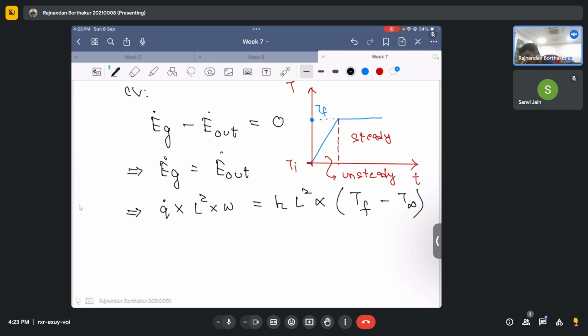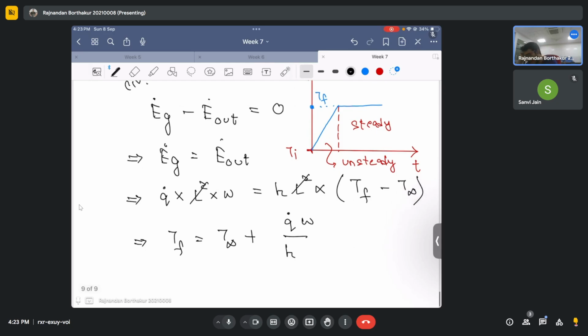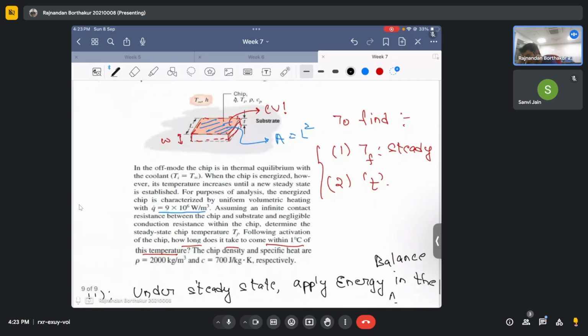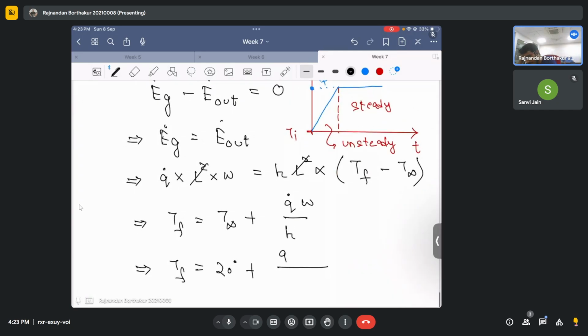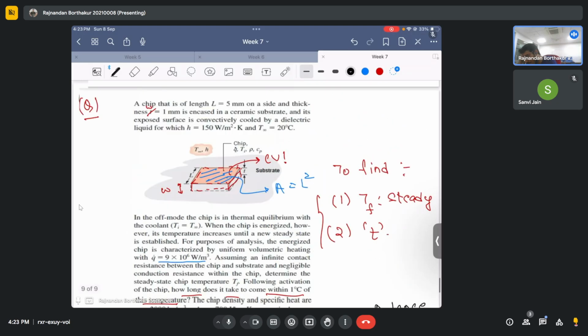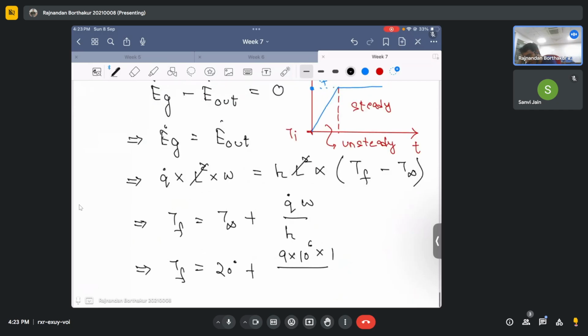So this L square and L square would cancel, which means your TF is nothing but T infinity plus Q dot times W by h. It's Q dot times W by h. If you substitute the values, T infinity is 20 degrees Celsius. Q dot, the volumetric heat generation, is known. It is 9 into 10 to the power 6, times the width. W is given to be 1 mm, so this becomes 10 to the power minus 3.